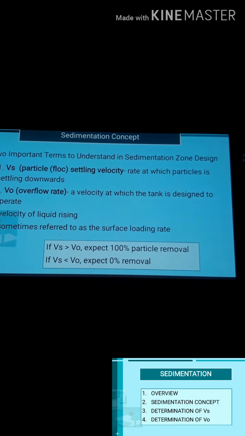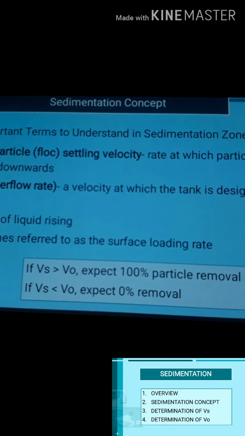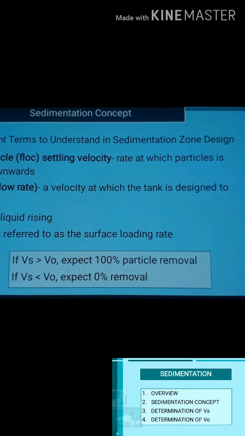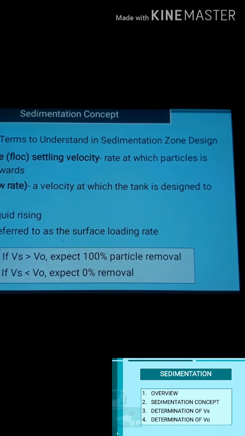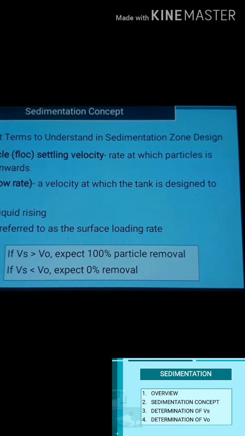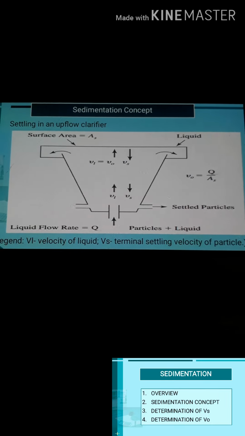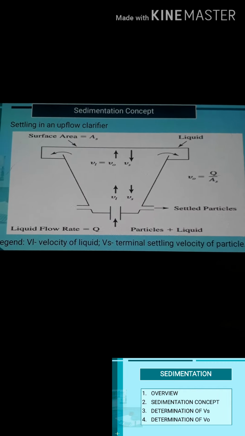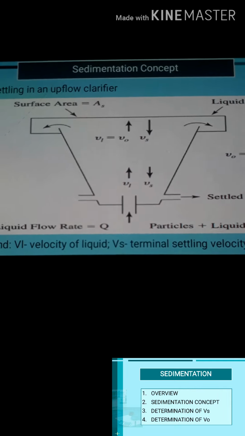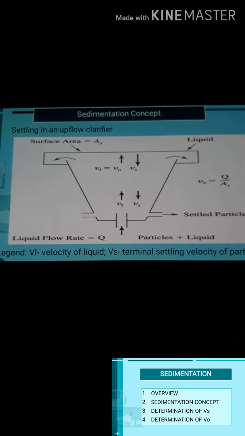When the settling velocity is greater than our overflow rate, expect 100% particle removal. But if ever our settling velocity is less than our overflow rate, expect 0% removal. The easiest way to understand these two concepts is to view an upward flow sedimentation tank that is shown in this figure. In this design, the particles flow downward and the water rises vertically.